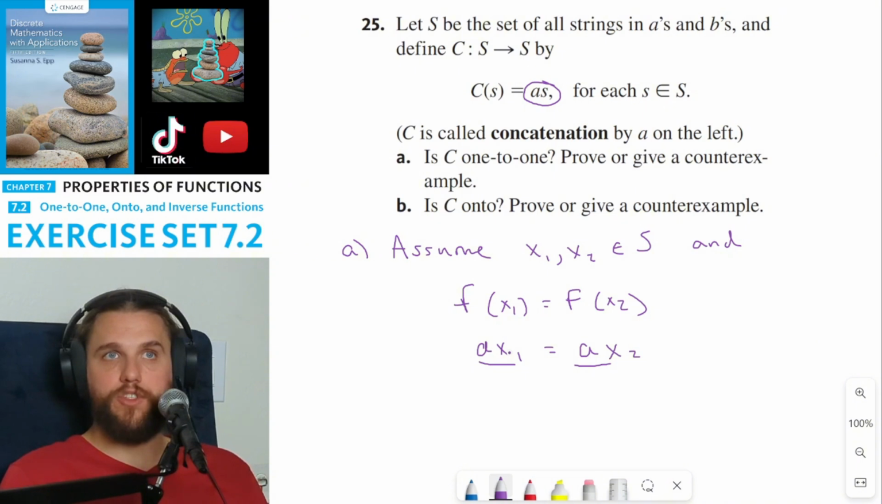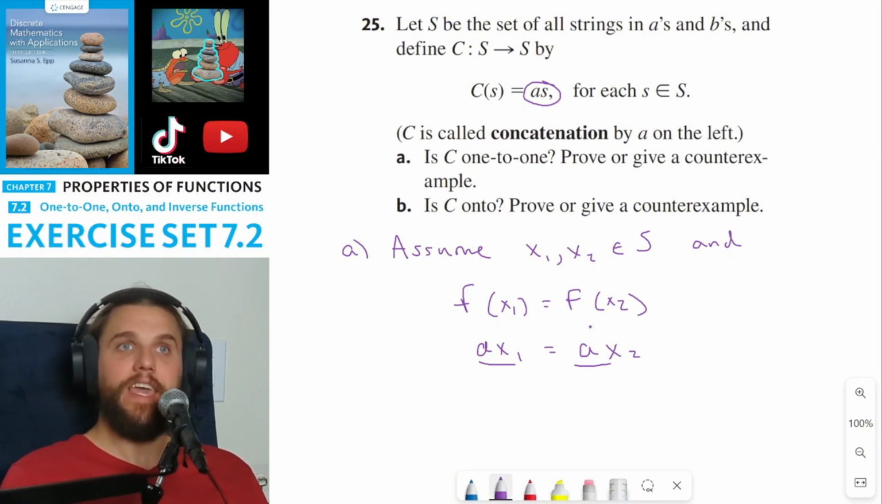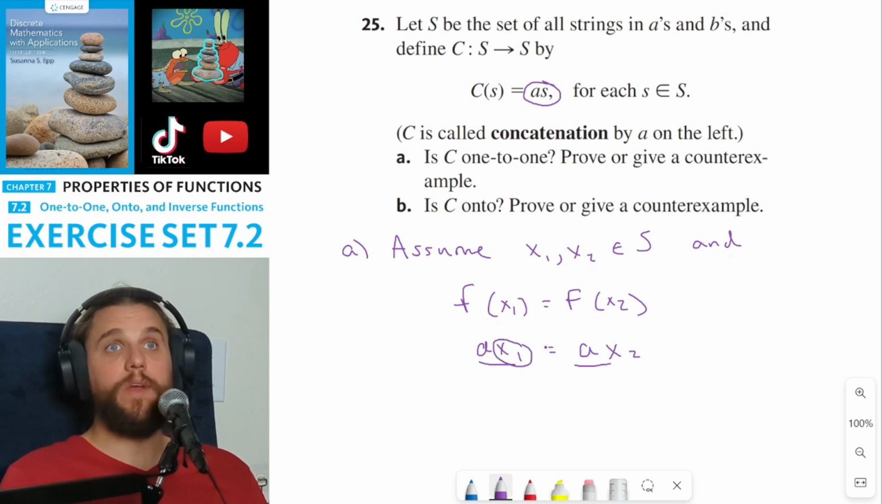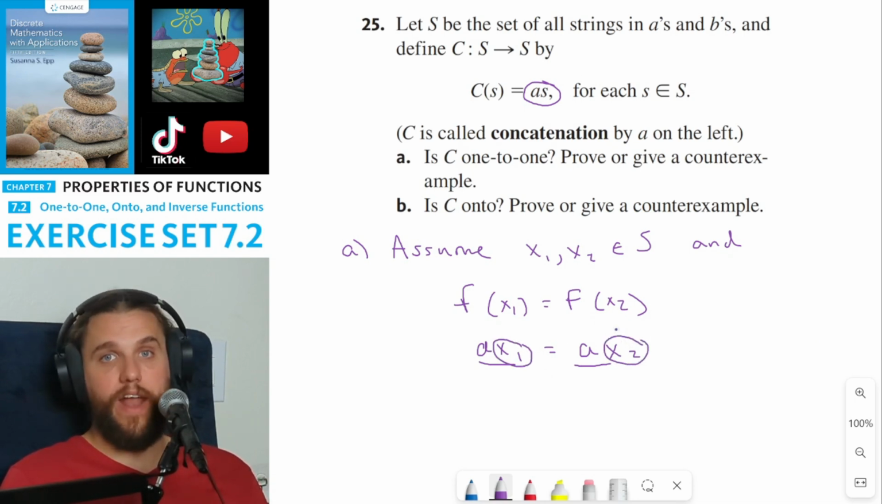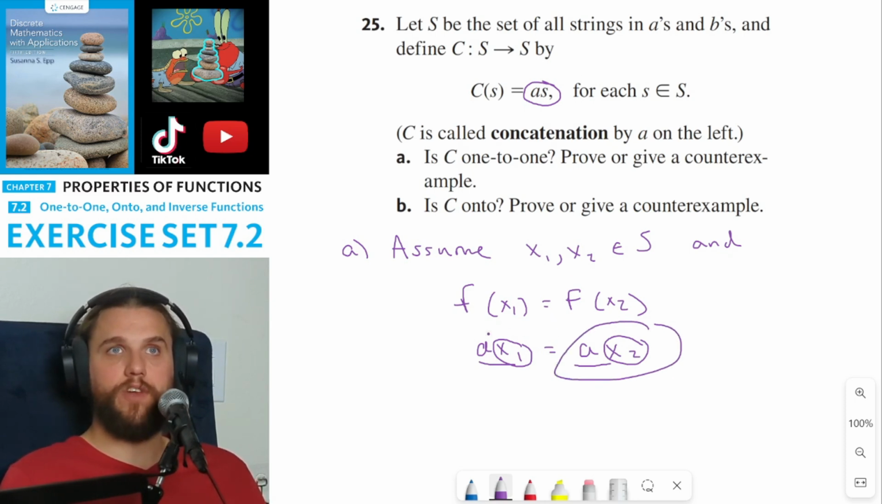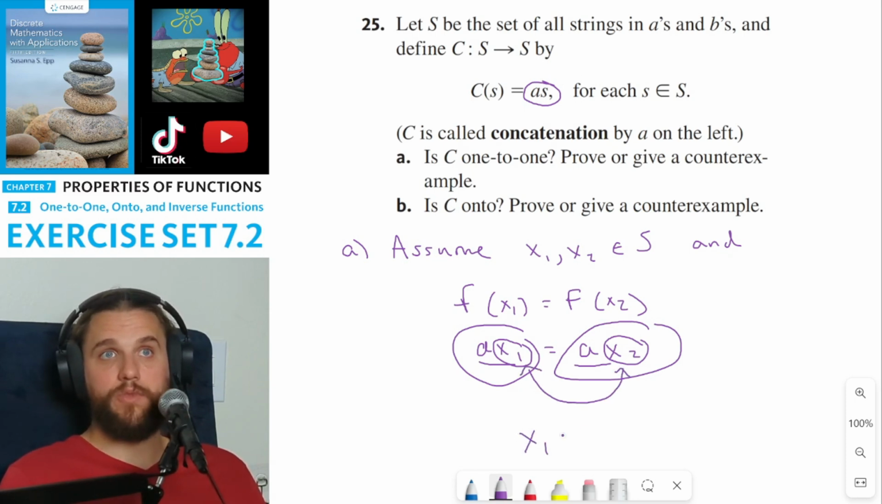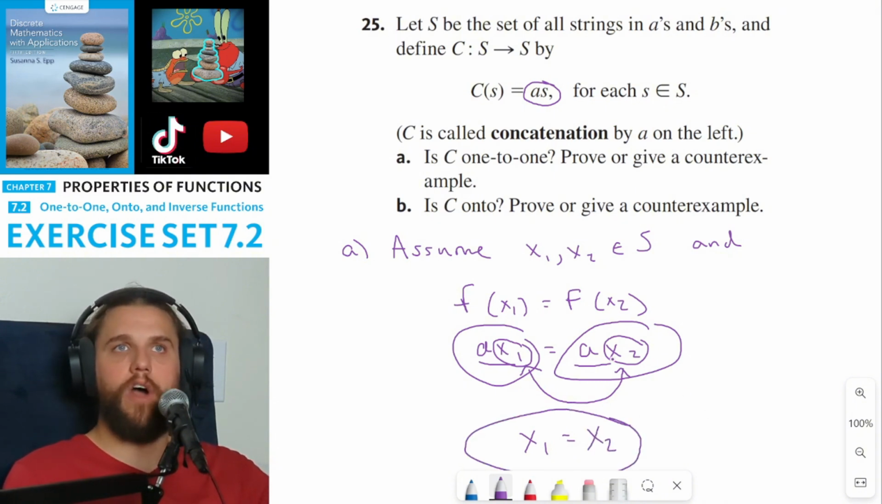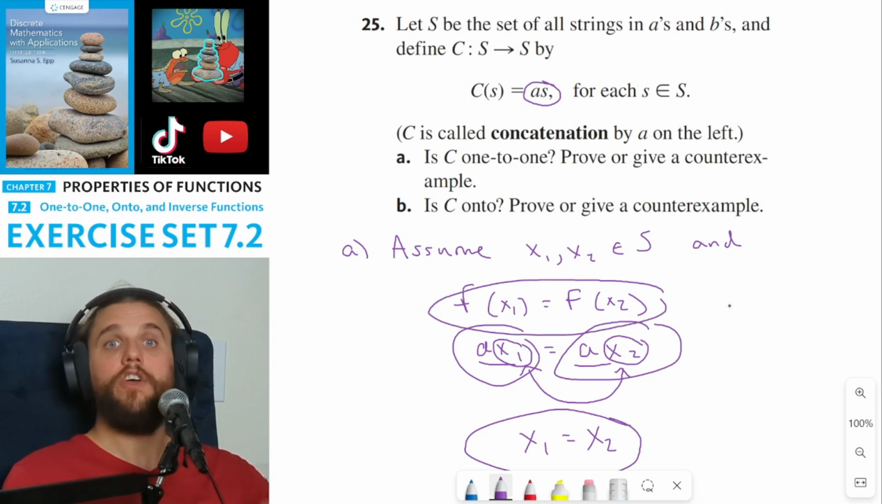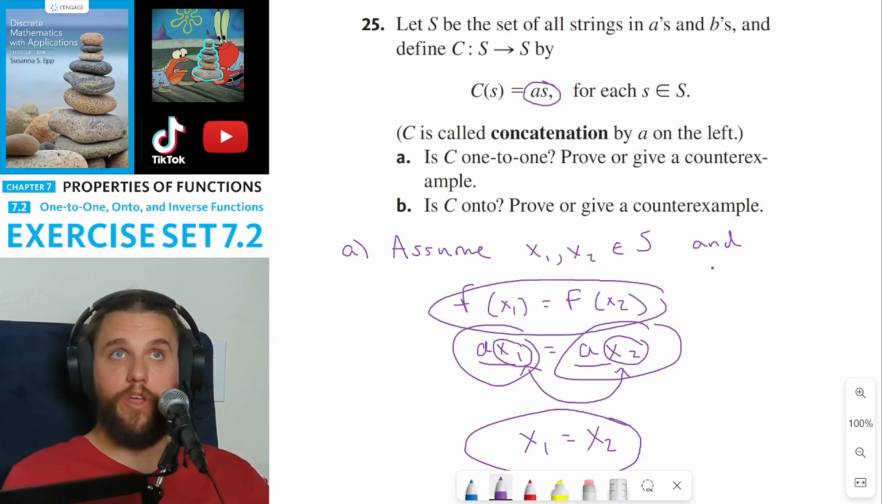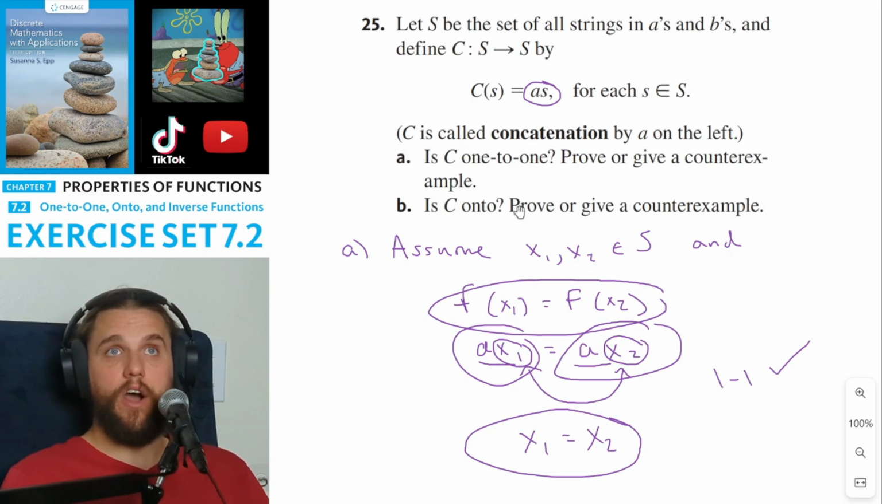To be the same string means that every letter has to be the same on both sides in the same order. Now, x1 is not a letter, and x2 is not a letter. x1 and x2 are strings. But since both of these strings are the same, all of their parts have to also be the same, meaning x1 has to equal x2. And that is the conclusion that we need to draw from this assumption to prove that this function is one-to-one.